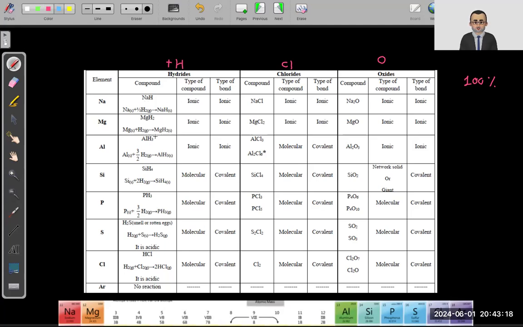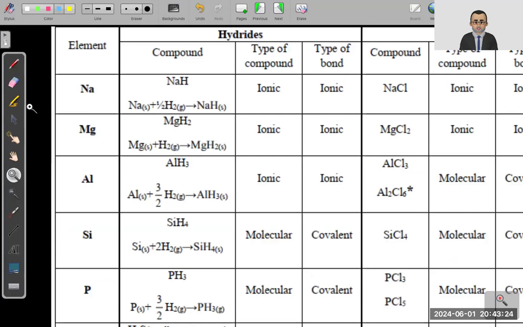All of them, when they react with hydrogen, will form something hydride. So when Na reacts with hydrogen, it forms NaH. When the second one reacts with hydrogen, it forms MgH2. What is the difference? Why does this become 2? Because Na is in group 1, so it's +1, and hydrogen is -1, so they cancel out. There is no number showing here, no 2 or anything.